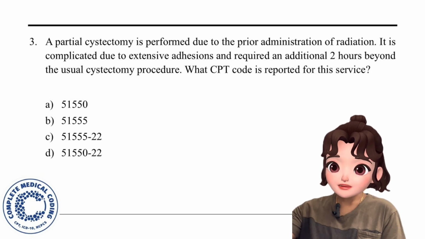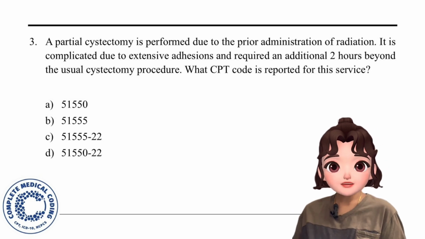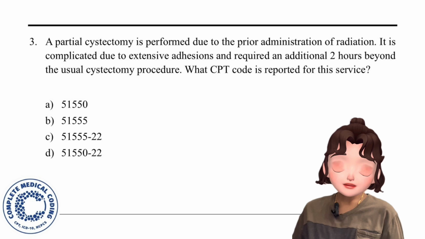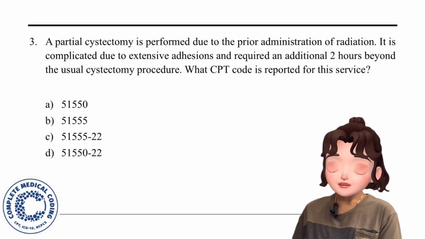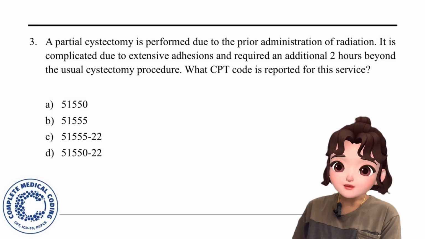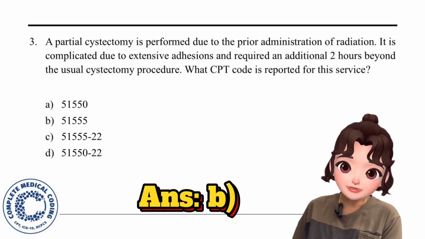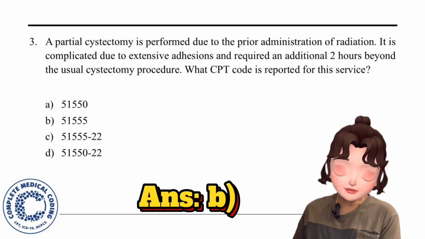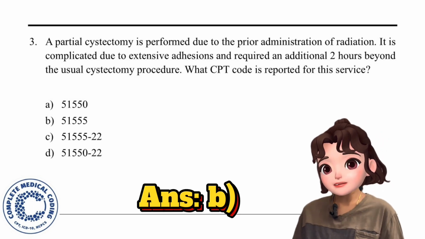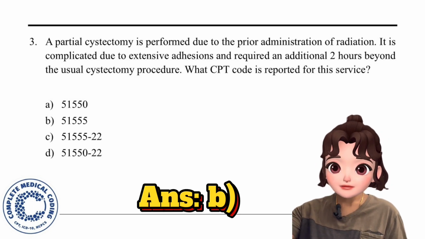Here it is the same procedure. It's not a different procedure. So you don't have to add any modifier to this code. So as we said, the correct answer will be option B, 51555. Partial cystectomy, complicated. Okay. This is a simple question.